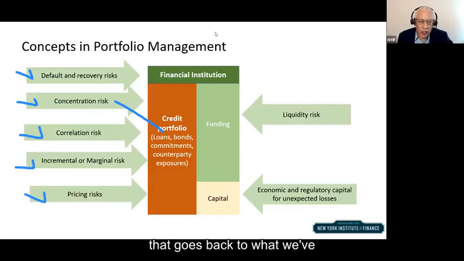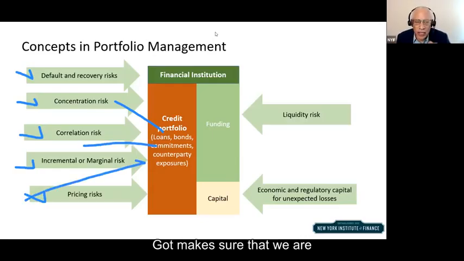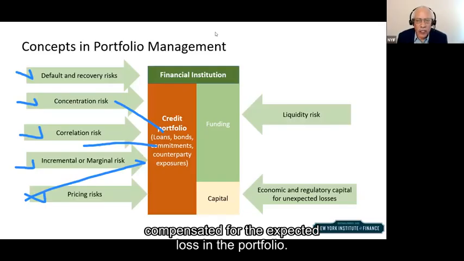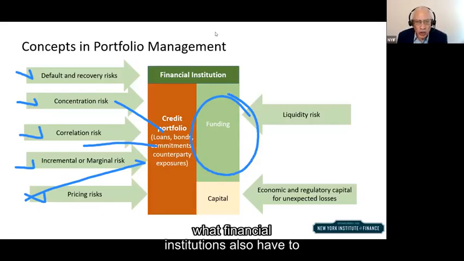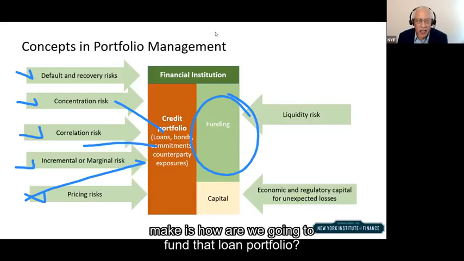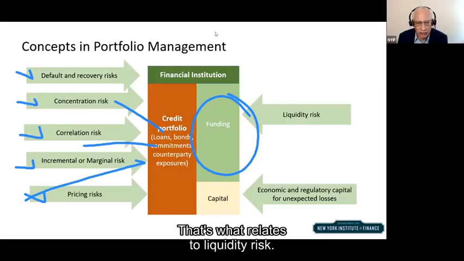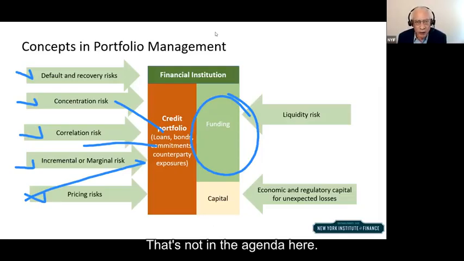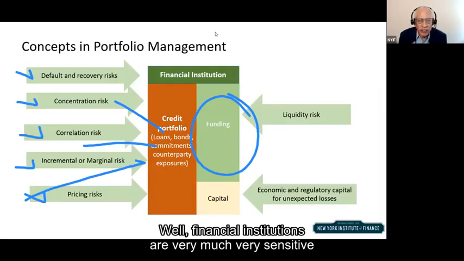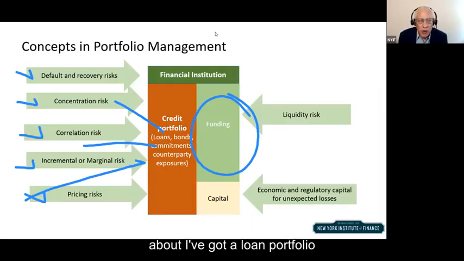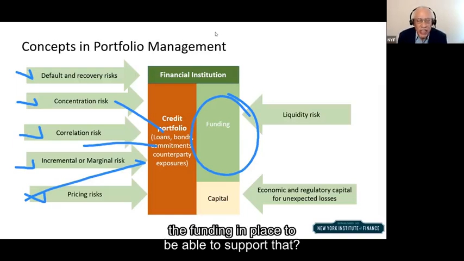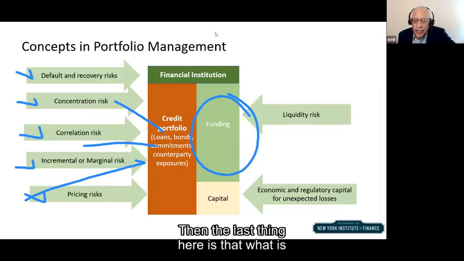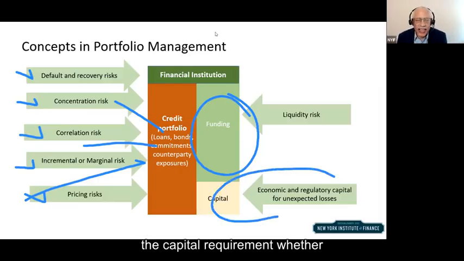Pricing risks, of course, goes back to what we've been talking about all along. We've got to make sure that we're compensated for the expected loss in the portfolio. And this is out of the scope of the course: what financial institutions also have to decide is how they are going to fund that loan portfolio. That's related to liquidity risk. It's not in the agenda here, but financial institutions are very sensitive about it. I've got a loan portfolio, I have to fund it. How do I make sure I have the funding in place to support that? And then the last thing here is, what is the capital requirement?